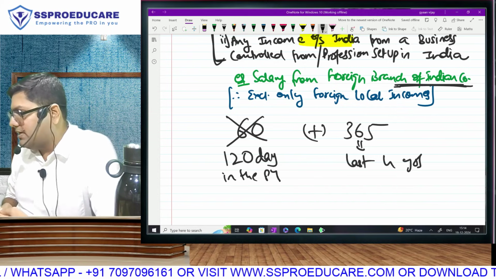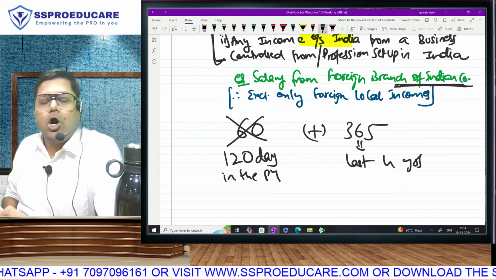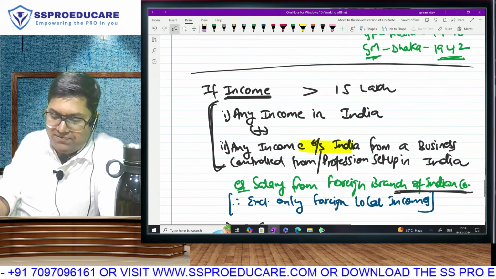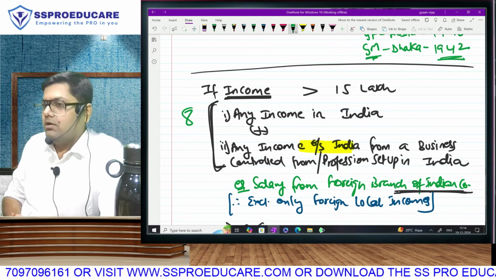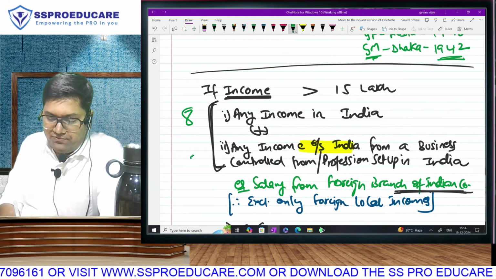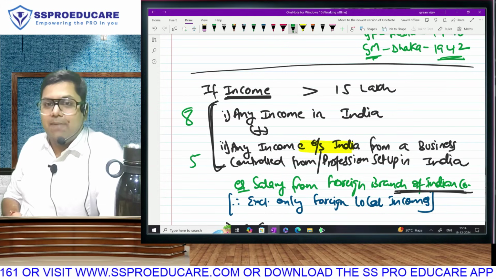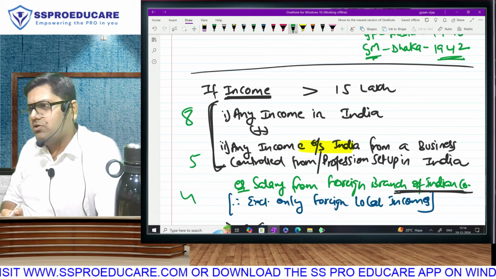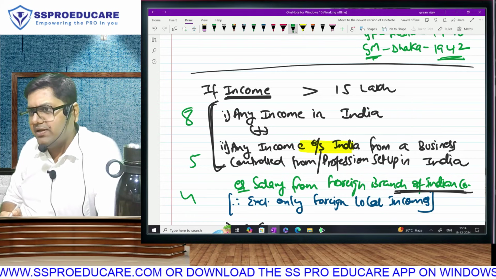Sir, what will you consider in this 15 lakh? All Indian incomes and foreign incomes if controlled from India. Supposing you have Indian rental income of 8 lakh, foreign salary income of 5 lakh, and foreign bank account interest of 4 lakh. So that is 17 lakh, no? So will we consider 120, 365, yes or no?